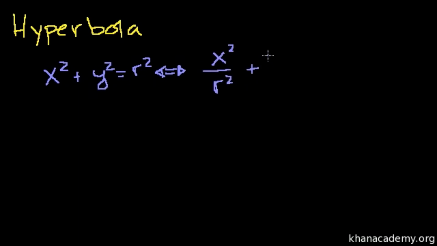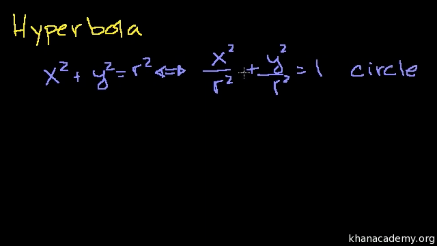So just as a review, and I want to do this just so you see the similarity in the formulas, or the standard form of the different conic sections. If you have a circle centered at 0, its equation is x squared plus y squared is equal to r squared. And this could also be written as, if you divide both sides by r squared, x squared over r squared plus y squared over r squared is equal to 1. So this is a circle.